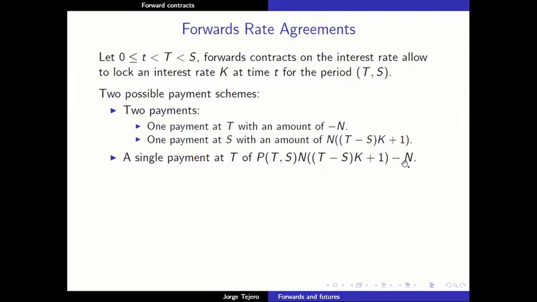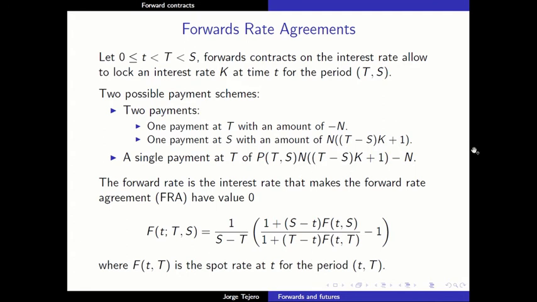Okay, so this corresponds to the same payment that we already had at the beginning of the period, and this other payment is nothing but the payment that we had in the other scheme at the end of the period multiplied by the zero coupon bond, which is the way in which we can move this payment from the end of the period to the beginning of the period.